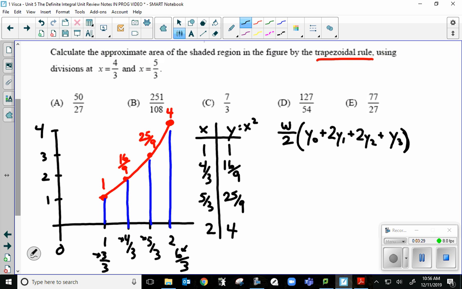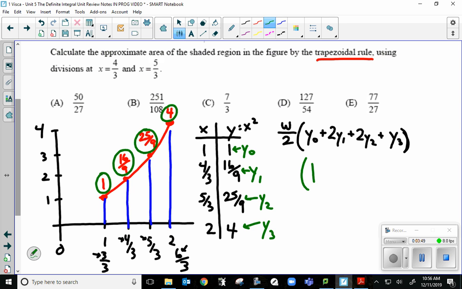Okay, so this is what we consider y0. This is what we consider y1. This is what we consider y2. And this is what we consider y3. Okay, so I'm going to put those in. Okay, so it is 1 plus 2 times 16/9 plus 2 times 25/9 plus, and this last one does not get doubled, 4. Okay. Now, what is my width?